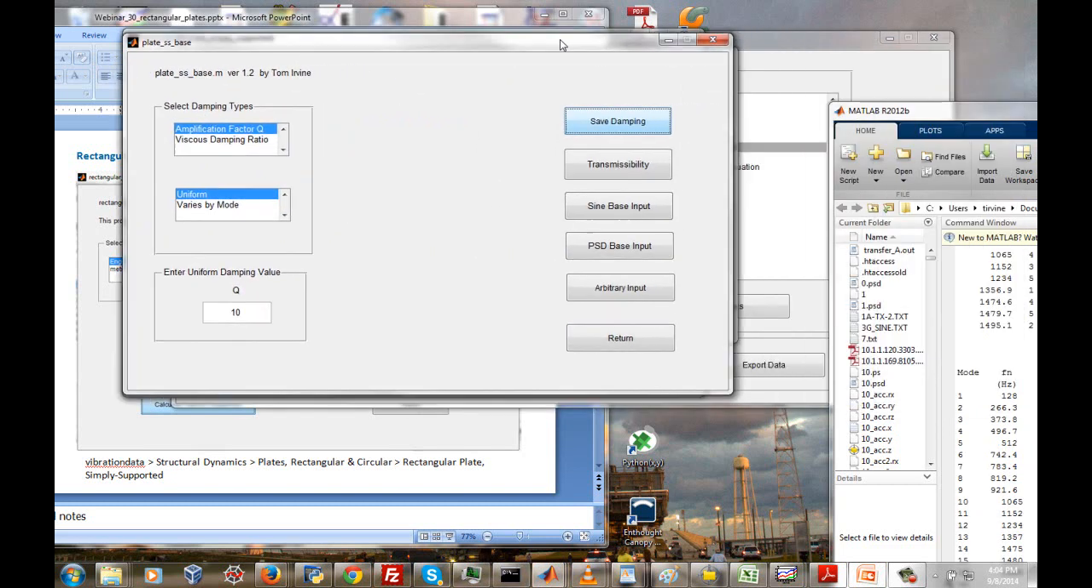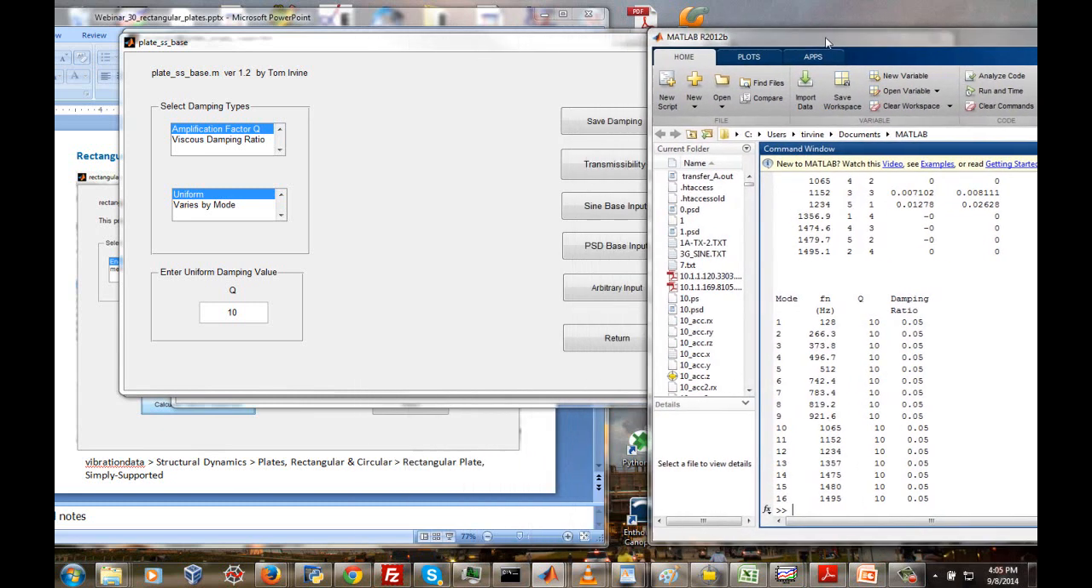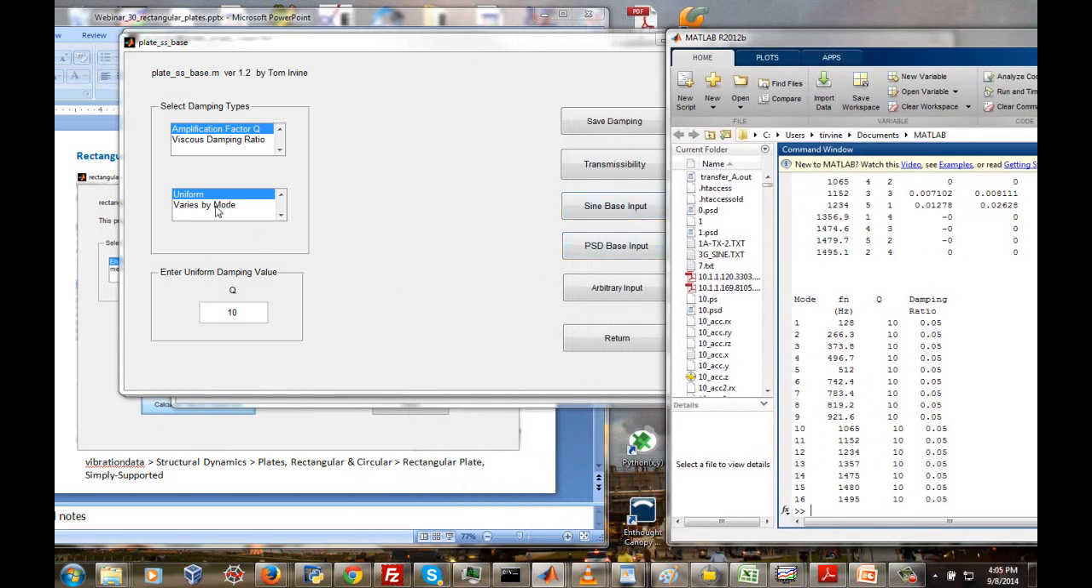And we might want to take a quick look back at the command window here, because this gives a listing of the first 16 modes, and going forward in the base excitation, we're going to include 16 modes, corresponding natural frequencies, corresponding Q values, corresponding damping ratios. So you can see we've successfully specified Q equal to 10 as a uniform amplification factor for all modes. And again, if we had a reason, we could actually vary that by mode.